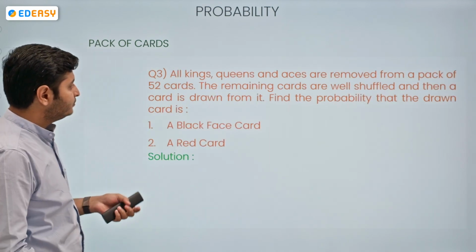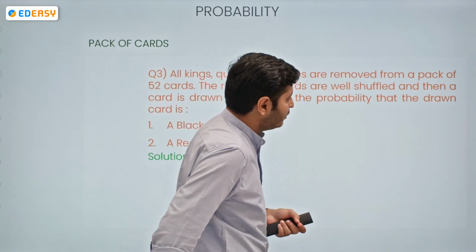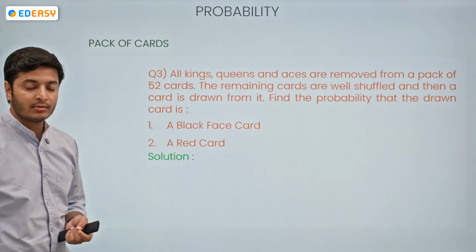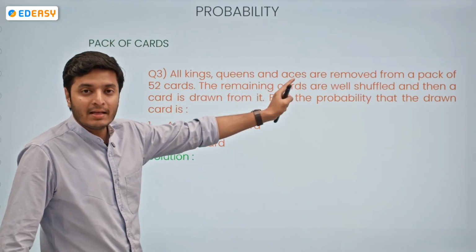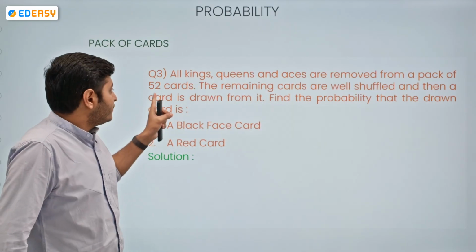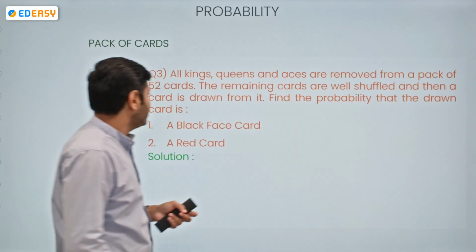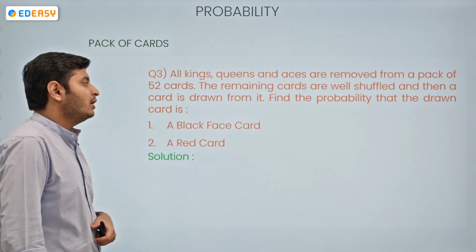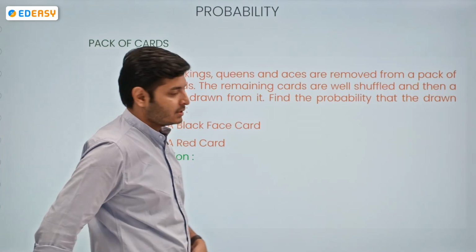In this problem, all kings, queens and aces are removed from a pack of 52 cards. Okay, we are removing all kings, queens and aces from a pack of 52 cards. The remaining cards are well shuffled and then a card is drawn from it. Find the probability that the drawn card is a black face card.